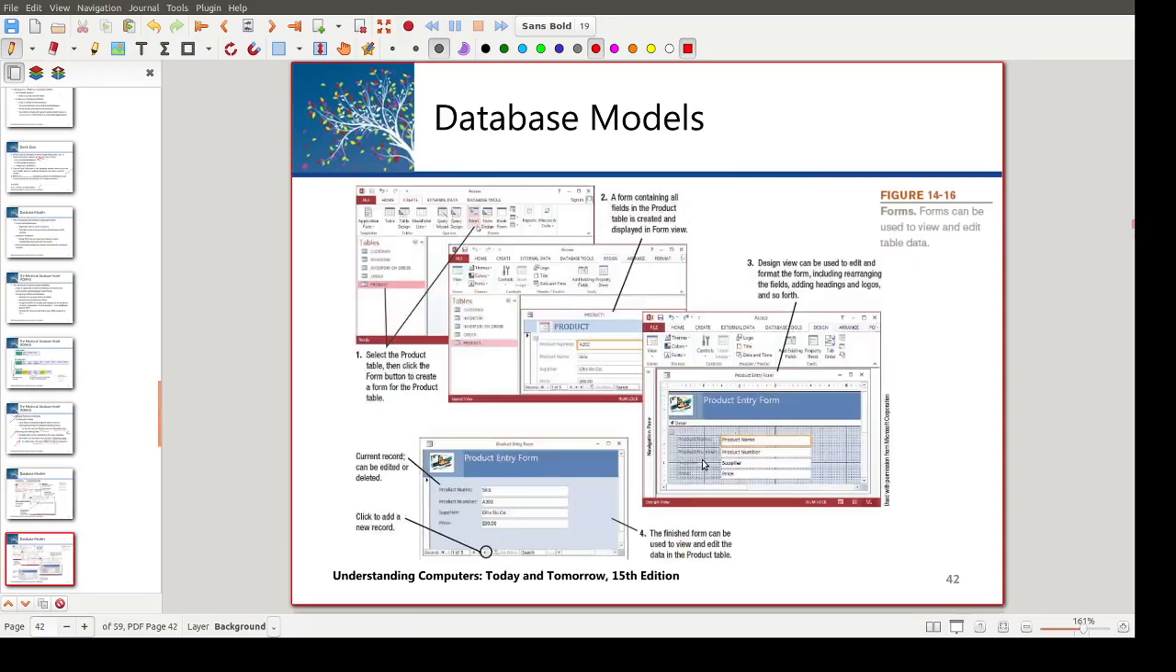And these are the forms that allow you to create a product entry form. You have this design, and this is how it looks when it is used. So you are designing the form in this way, and once designed, you use it this way.